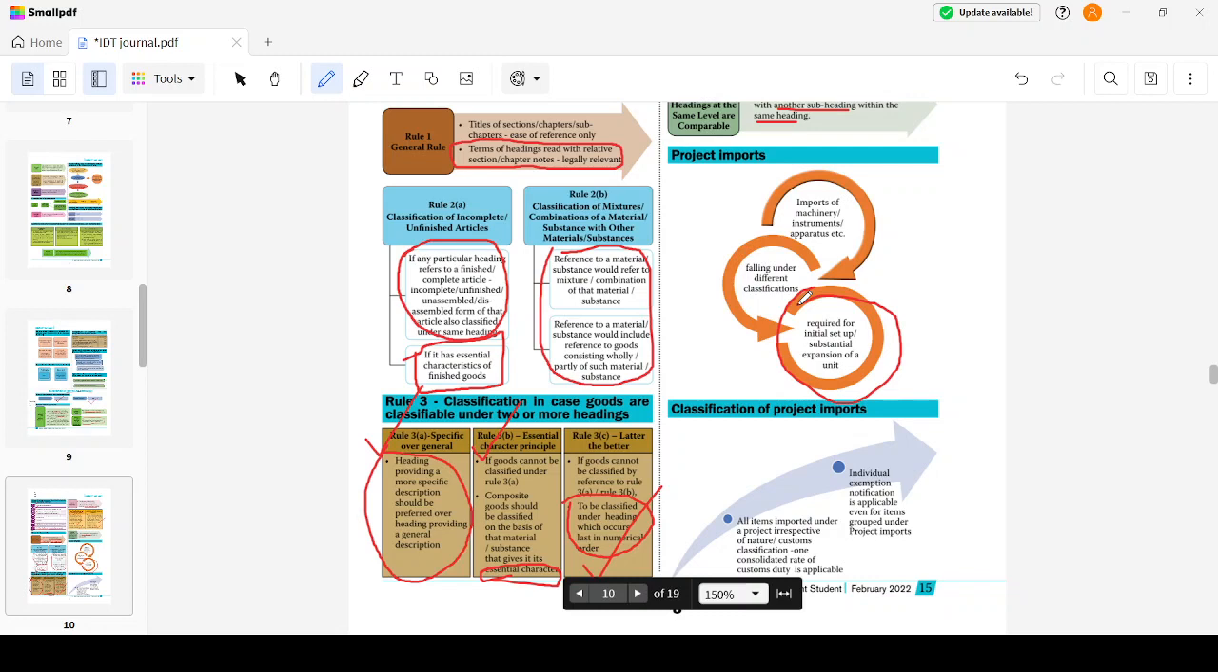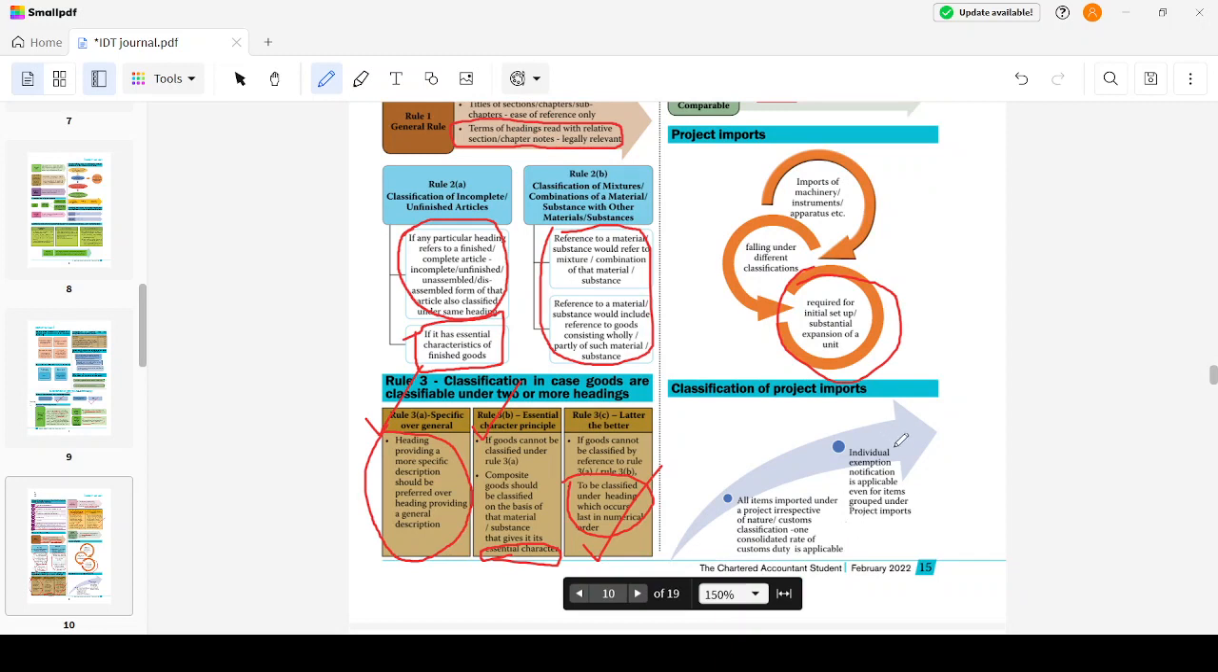This is like a huge setup of machinery layout. For those cases, it will be applicable. Classification of project items: all items imported under a project, irrespective of nature or customs classification, one consolidated rate of customs duty is applicable. Say one consolidated customs rate of duty will be applicable for all the items. Either one can be 10%, one can be 15%, but one consolidated rate of duty will be applicable for all the items which are there under that particular project import category.